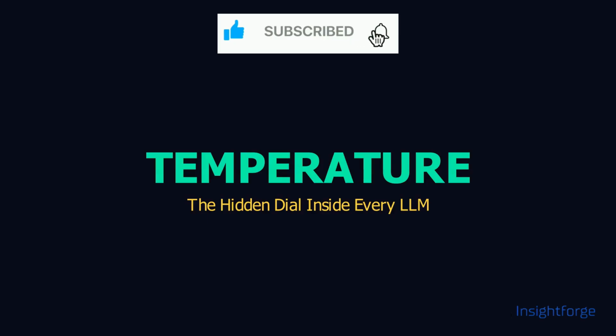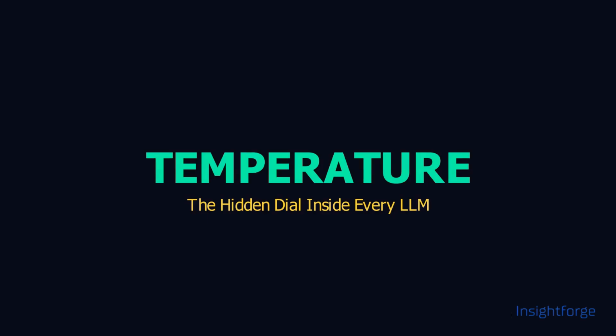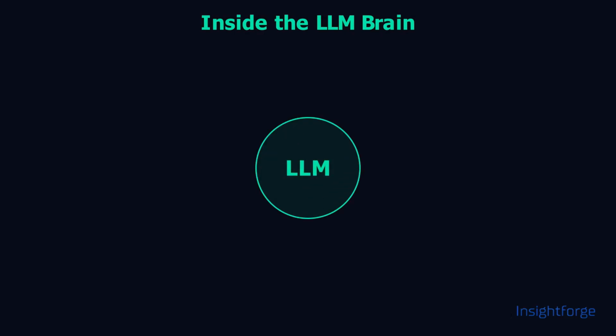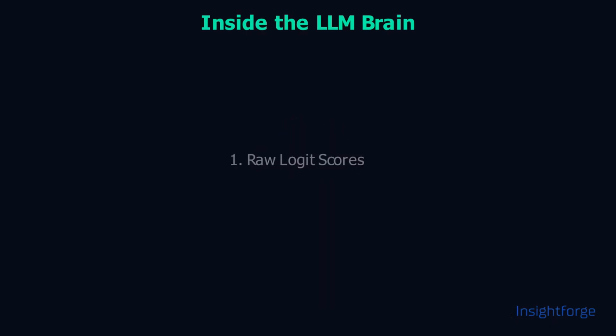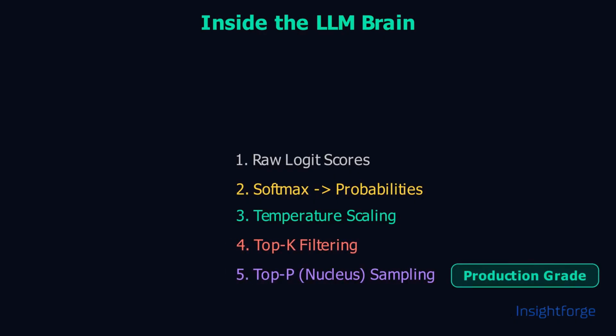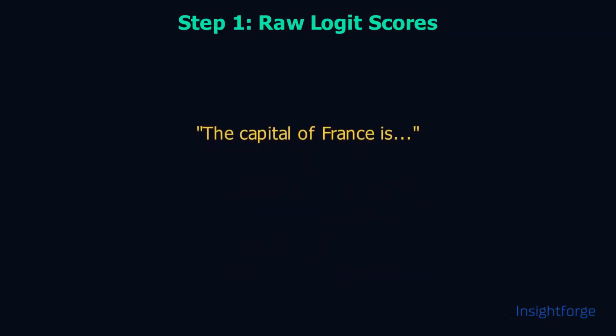And the secret cause? A hidden dial that separates a logical machine from a wild, hallucinating poet. That dial is called temperature. In this video, we are going inside the brain of a large language model to understand exactly how temperature shapes the words it generates. We will unpack how raw mathematical scores called logits are converted into clean probabilities by the Softmax function, and how temperature reshapes that entire curve. And finally, we will explore top K and top P sampling, the elite filtering pipelines used by top tech companies to build robust, production-grade AI systems that do not hallucinate. Let us start at the very beginning.